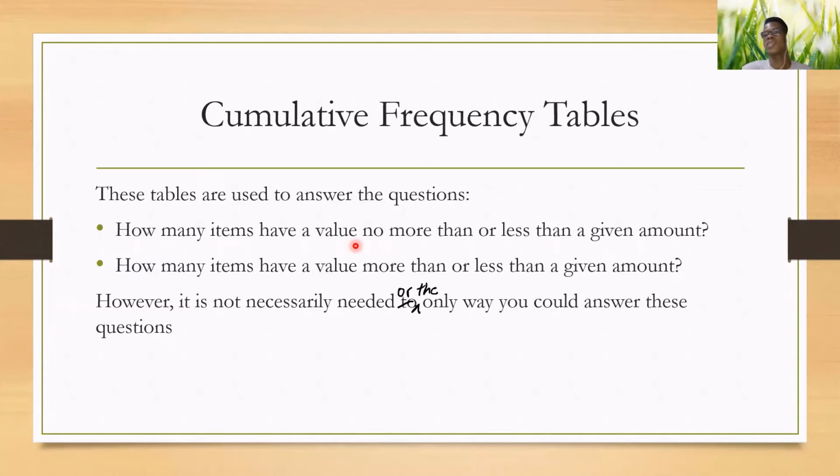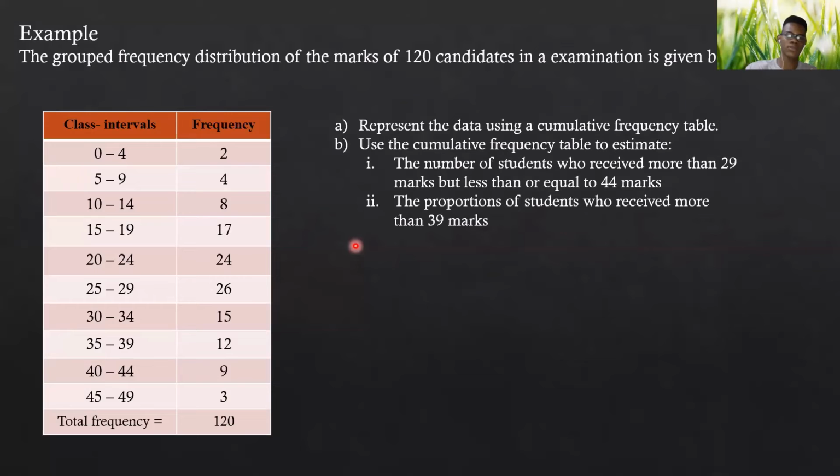But sometimes we're not given both. Sometimes you only have your cumulative frequency table to look at, so you have to be able to interpret it either way. But I'm not going to try to tell you that that's the only way of answering those questions. All right, so the grouped frequency distribution of 120 candidates. 120 candidates already tells us that the total frequency will be 120.